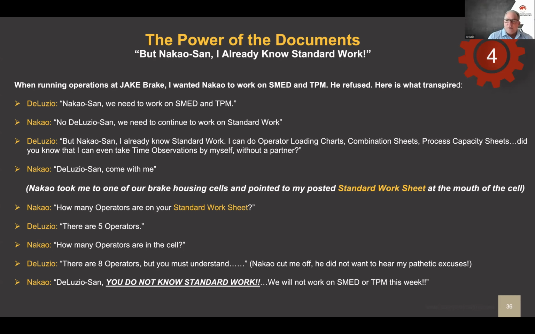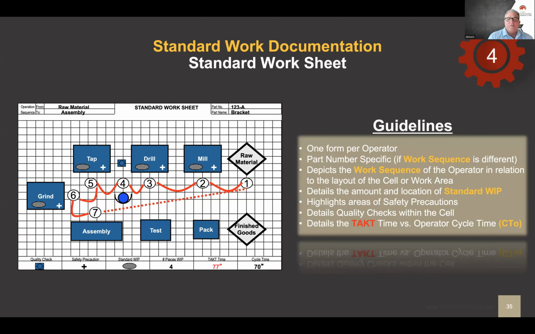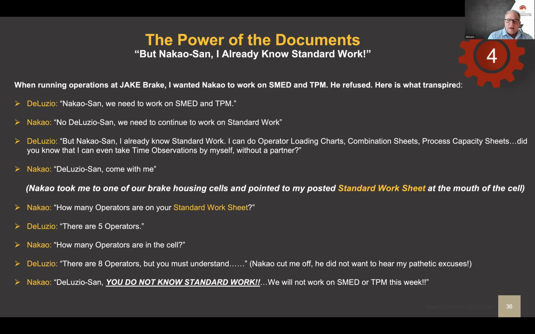He says, come with me. So he takes me over to the shop. He looks at one of my lines, a brake housing assembly line and machining line. He looked at the standard worksheet, which was this one. And he saw that my standard work called for 5 operators. And he said to me, how many operators, Deluzio-san, are in the cell? I looked and I said, well, there's 8. Deluzio-san.